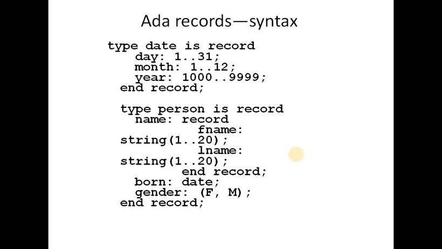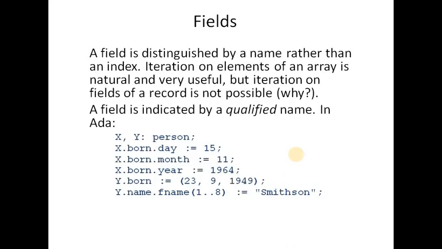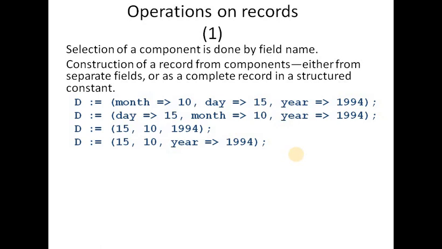Ada records, this is the syntax of Ada records. Type data is record. You can note it down through this slide. A field is distinguished by a name rather than an index. In iterations, an element of an array is natural or very useful. A field is indicated by a qualified name in Ada. Operations on records, these are the operations. Selection of a component is done by a field name, and construction of a record from components, either from separate fields or a complete record in a structured constant.